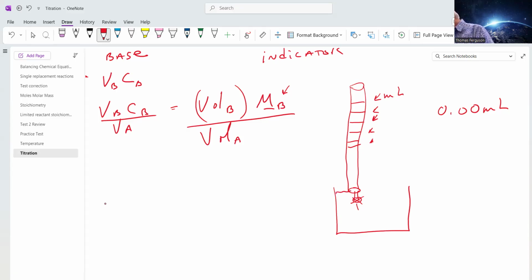Down here is the unknown acid and a known volume. The volume is usually given in milliliters. So we've got the three parts we need to calculate the concentration of the acid. We've got the volume of the base, the concentration of the base, the volume of the acid, and what's left over is the concentration of the acid.